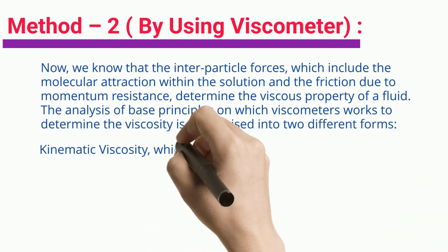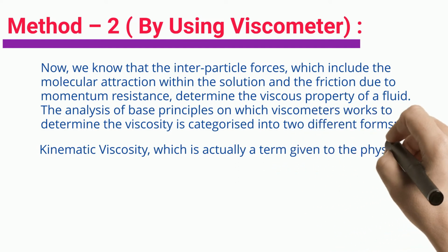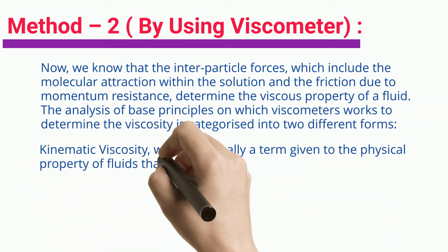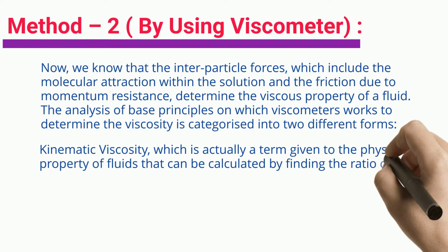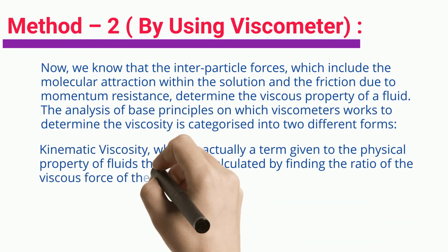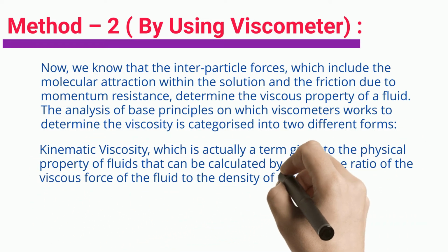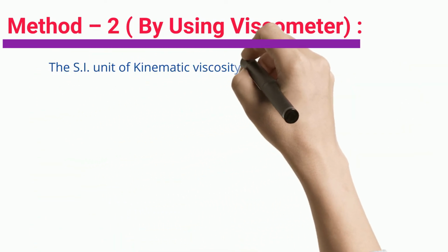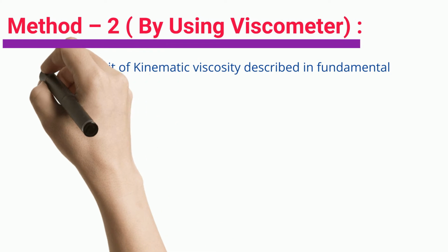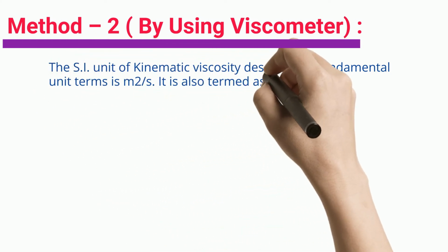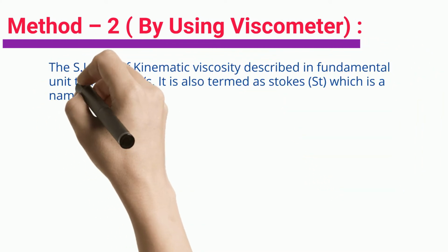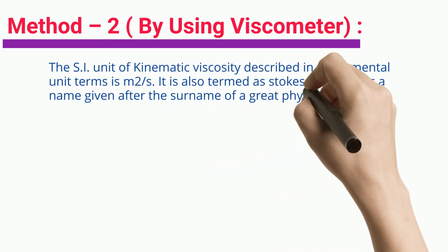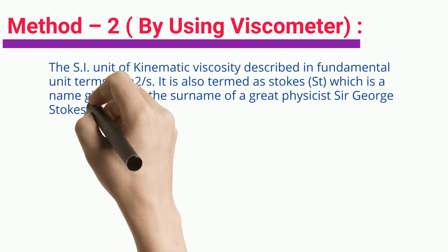Kinematic viscosity, which is actually a term given to the physical property of fluids that can be calculated by finding the ratio of the viscous force of the fluid to the density of the fluid. The SI unit of kinematic viscosity described in fundamental unit terms is m2/s. It is also termed as Stokes, St, which is a name given after the surname of a great physicist Sir George Stokes.